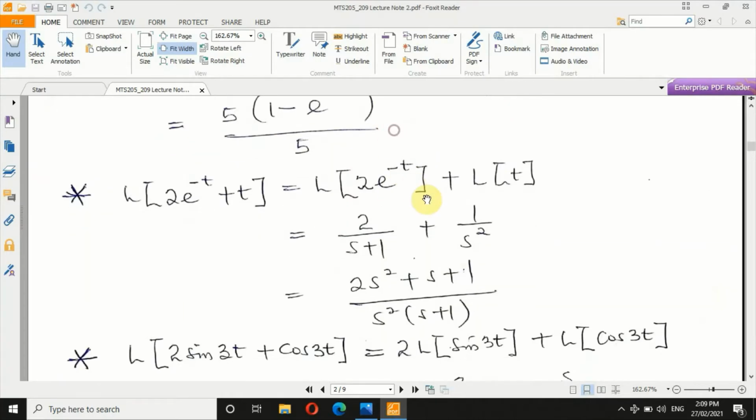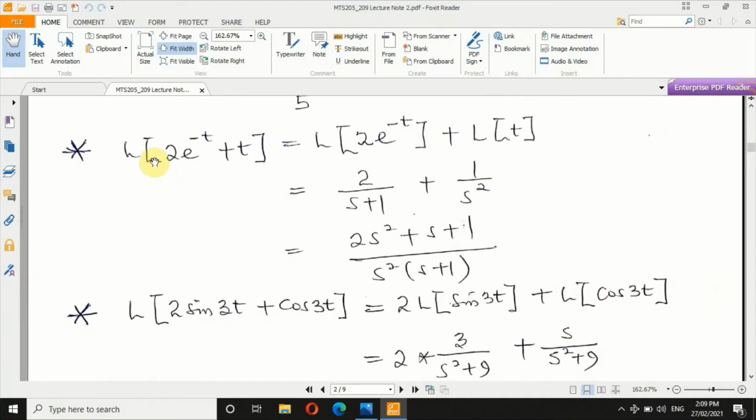So let's consider another example on the board. We are asked to find the Laplace transform of 2e to the minus t plus t. Now this one, we first of all split it up, which means that Laplace will take care of the first, plus Laplace will take care of the second. This is still correct. So this one will give us 2 over, don't forget that the Laplace transform of exponential at is 1 over s minus a. And that of t is 1 over s squared.